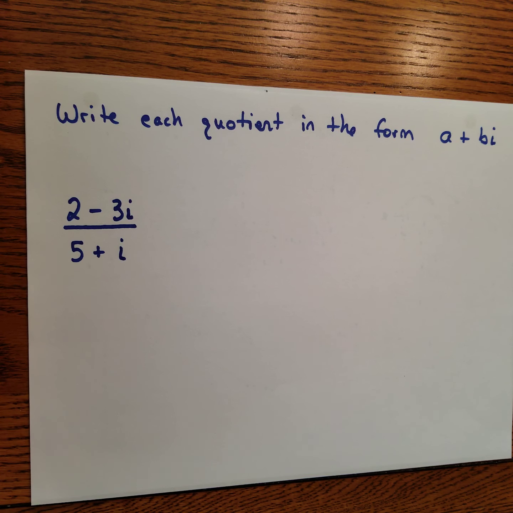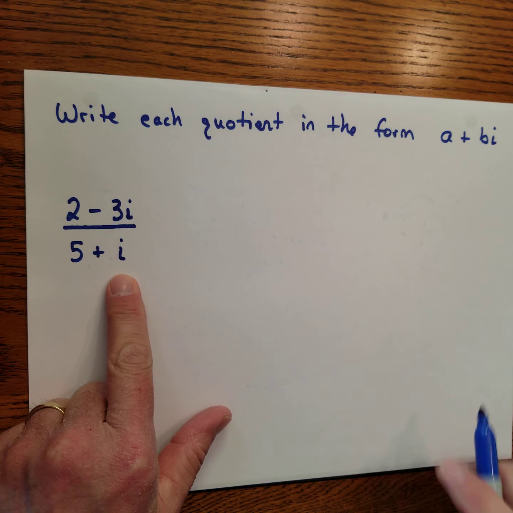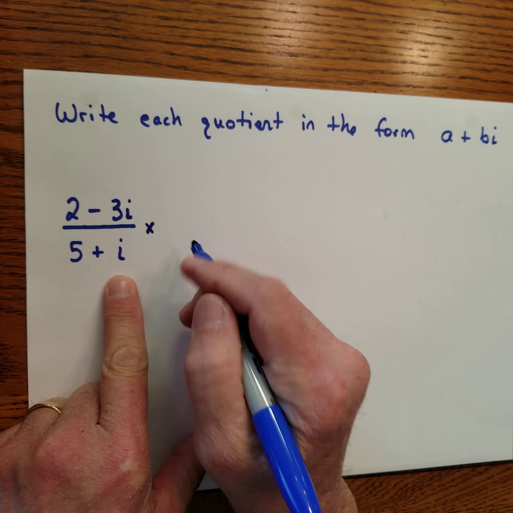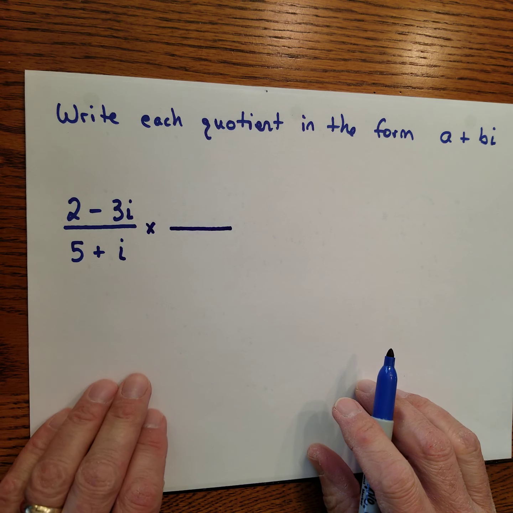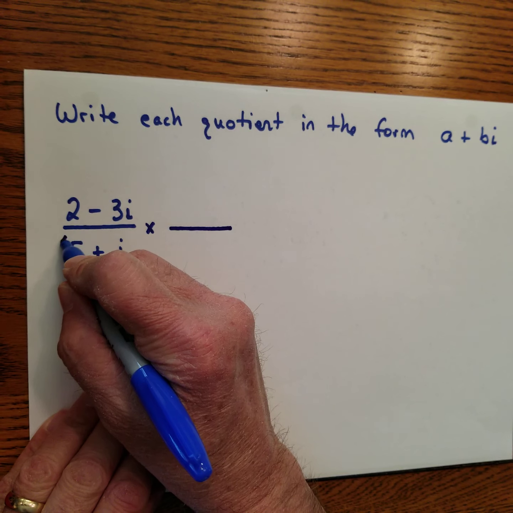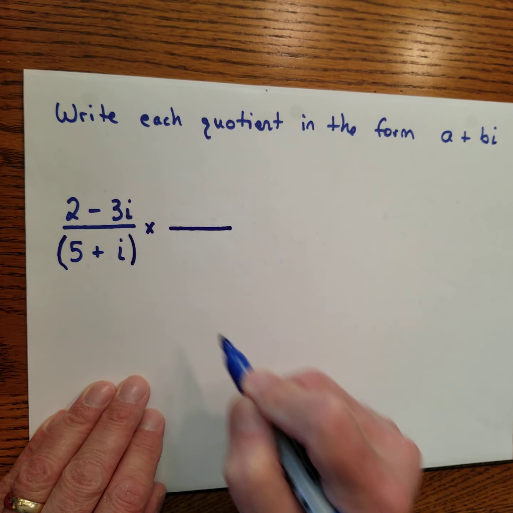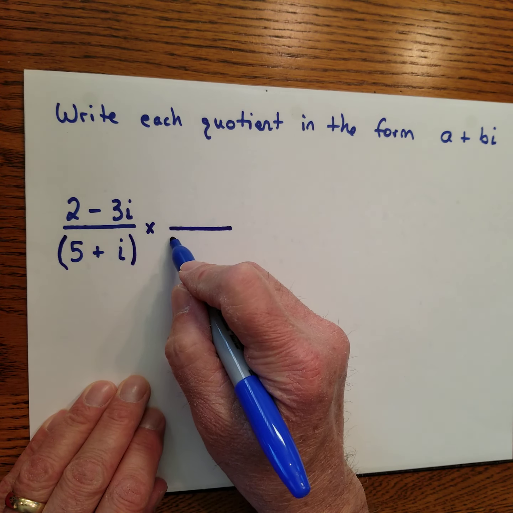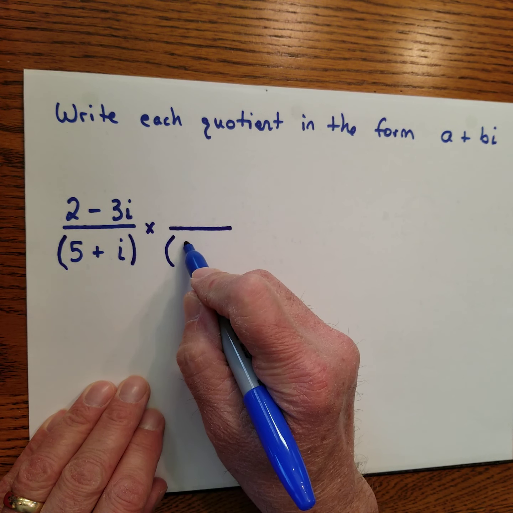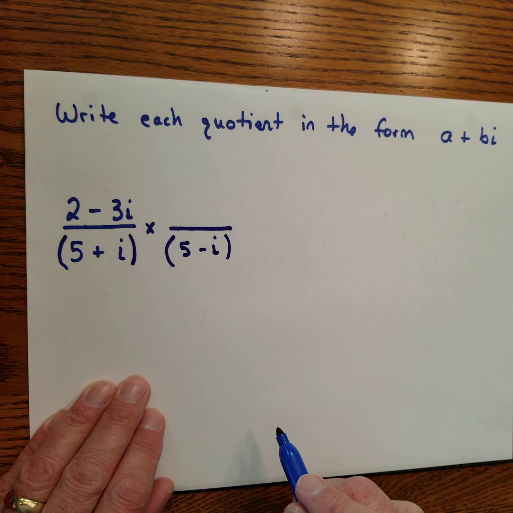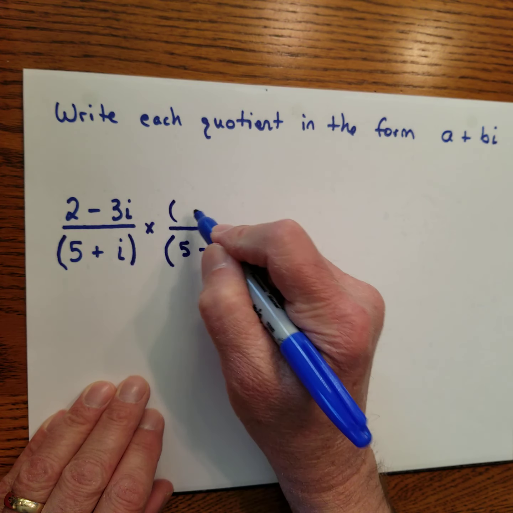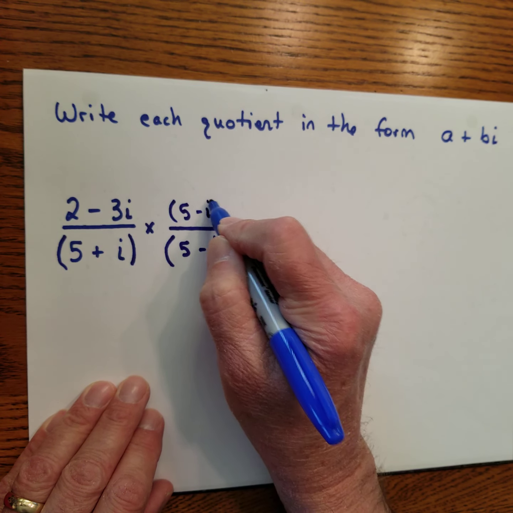Let's try one more example. I know I shouldn't have i in the bottom of a fraction. We'll fix that by multiplying top and bottom by the same value. What value will I choose? I'll use the conjugate of the denominator. Instead of 5 plus i, I'll use 5 minus i. Whatever I use in the bottom, I must match exactly in the top.